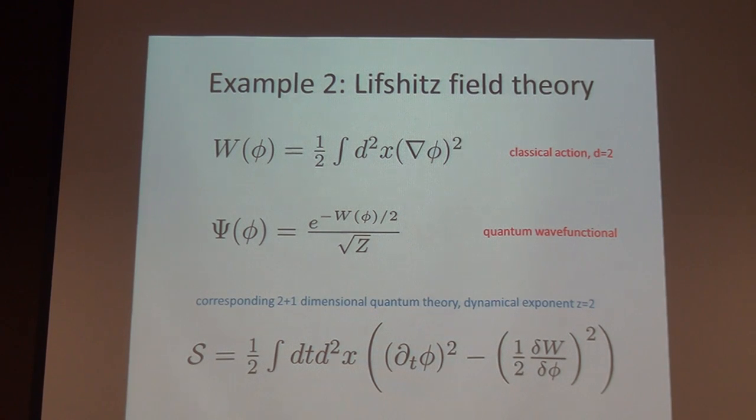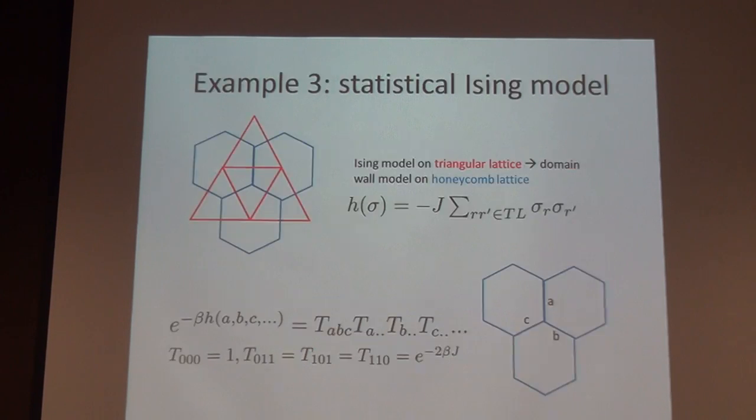Okay. Now let me go on at last to the example that I'm going to discuss in more detail, which is the statistical Ising model. In particular, I'm going to study the Ising model on a triangular lattice. Imagine you have Ising spins on each of the vertices of this triangular lattice, and they interact with this classical statistical Ising Hamiltonian with some coupling constant J, some energy scale J.